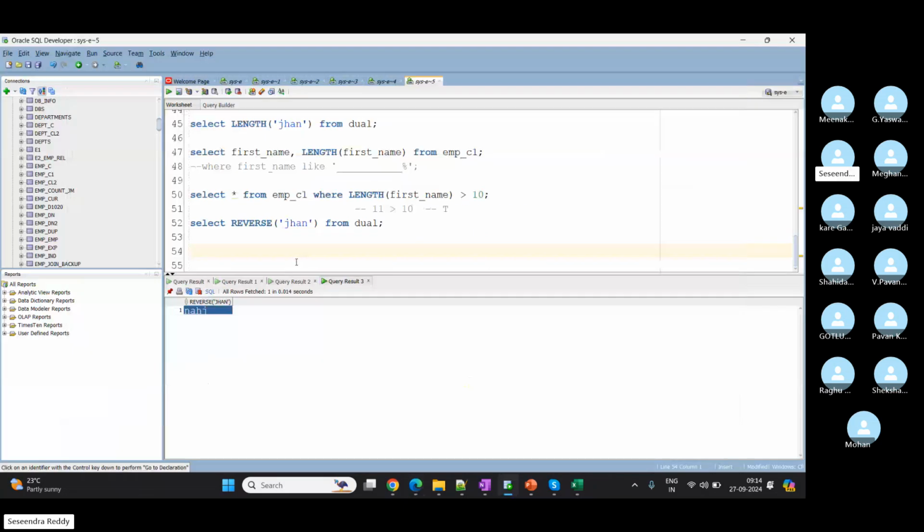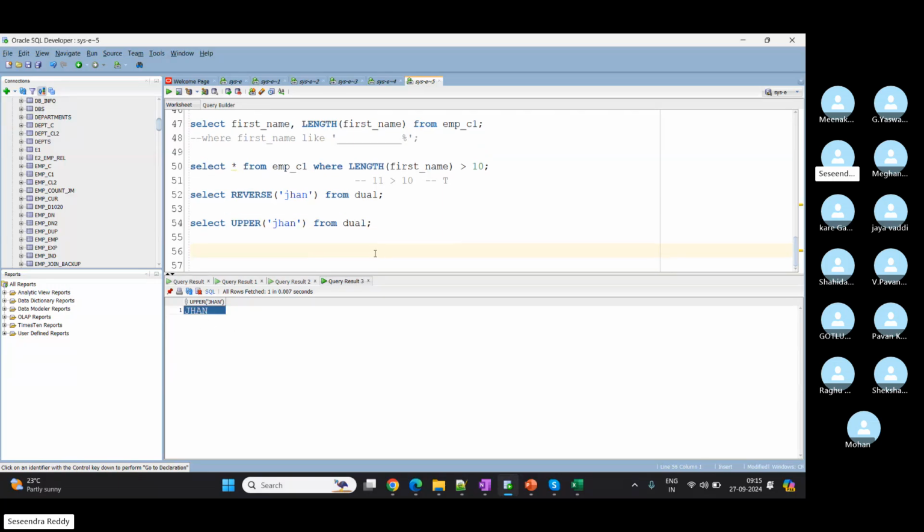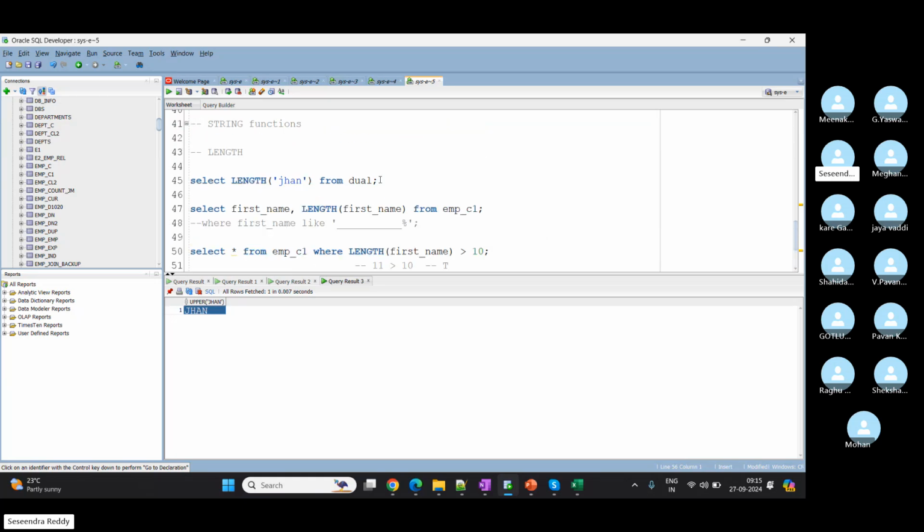So next one, upper. Upper and lower are very important. The upper function is used to convert our string value into uppercase. That can be mixed case, already upper, or already lower. The entire string value will be converted to uppercase. Okay, so how we can use this upper function, let's go back to our table.